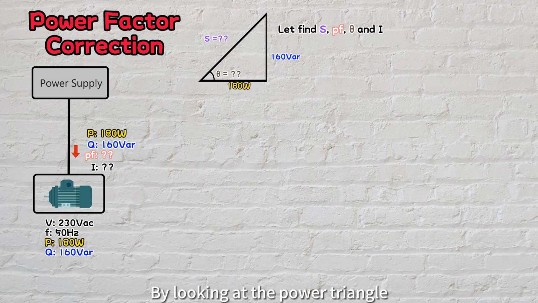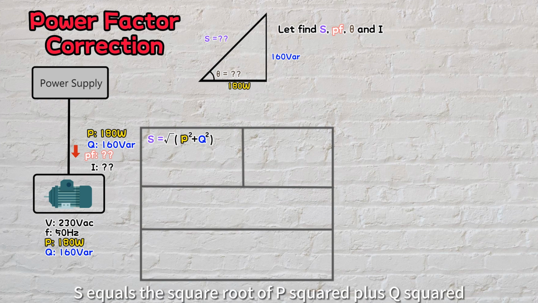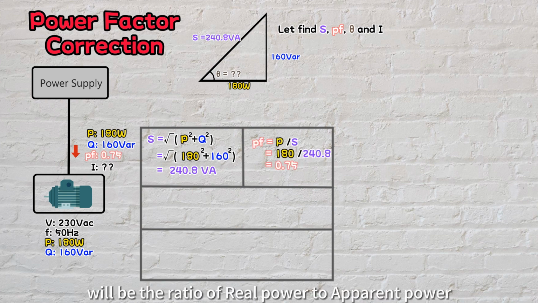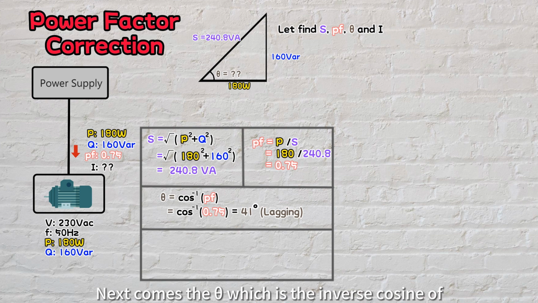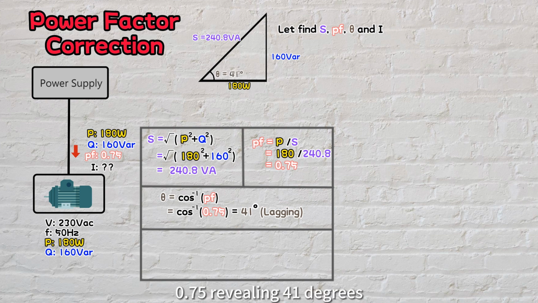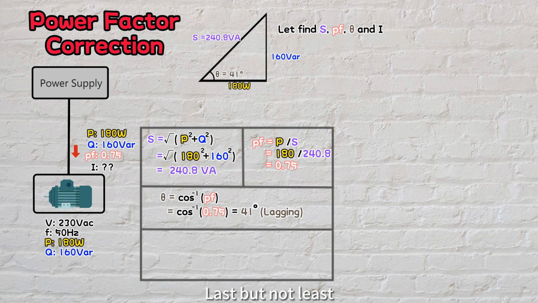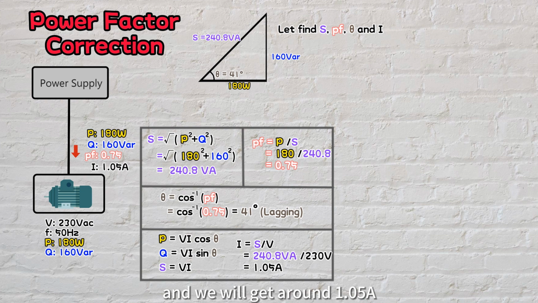By looking at the power triangle, Pythagoras' theorem steps in to solve the apparent power, where S equals the square root of P squared plus Q squared, that's 240.8 VA. The power factor then will be the ratio of real power to apparent power, and we yield 0.75. Next comes theta, which is the inverse cosine of 0.75, revealing 41 degrees. That tells us the current is lagging behind the voltage by the same angle. Last but not least, current can be calculated by one of the power formulas, and we will get around 1.05 amps.